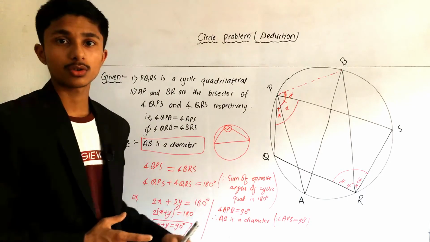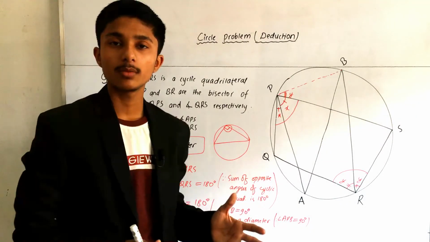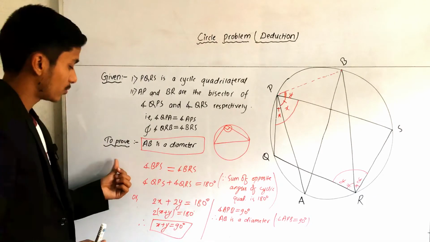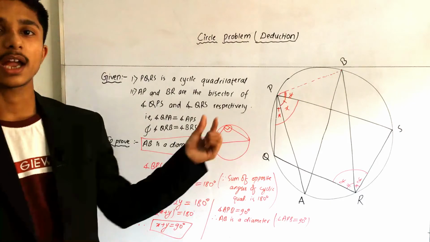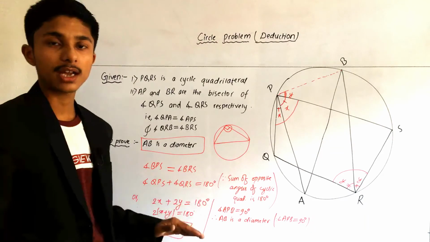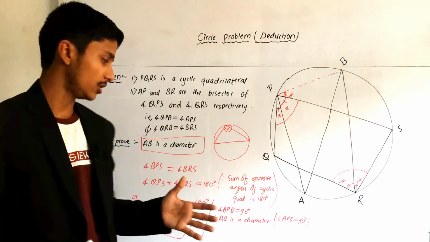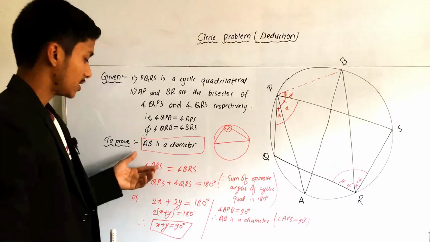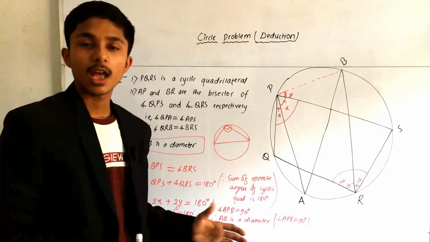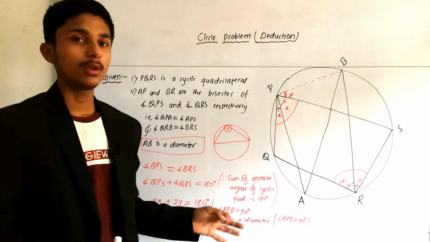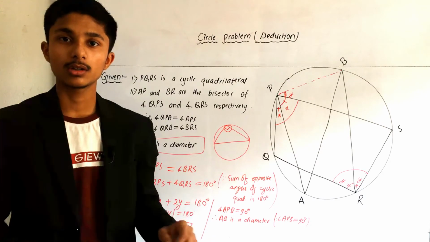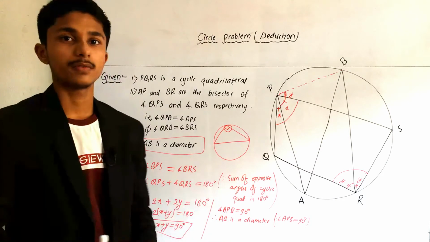This is not the fair solution of this question. I have only solved it to make you clear. In the exam, you need to write the construction, join P and B, and then the proof, with statements and reasons. Write all the statements in the statement part and all the reasons in the reasons part. You will get the proper solution of this question in the description. Just click on the link.